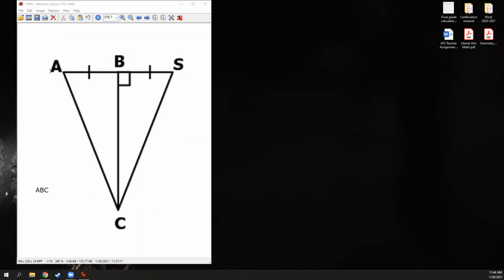And if we go around the same order, so we started at A and went across where this mark is to the right angle and then down. Same order, right? We're going to get S, B, C. So we've got two triangles, ABC, SBC. We need to prove that these two triangles are congruent. They are equal to each other in every single way. That's what we're trying to prove here.